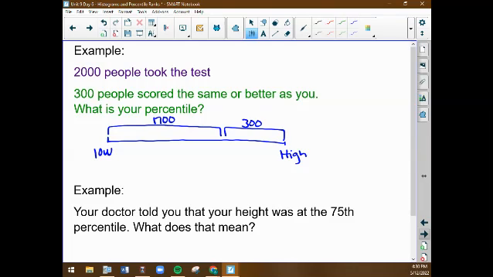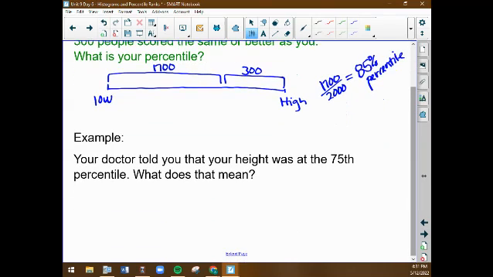Okay, so to get the percentile, you take the number of people that scored below you out of the total number of people that took the test, and that means that you ranked in the 85th percentile. So 85% of the people that took the test scored worse than you, or you scored better than 85% of the people that took the test.